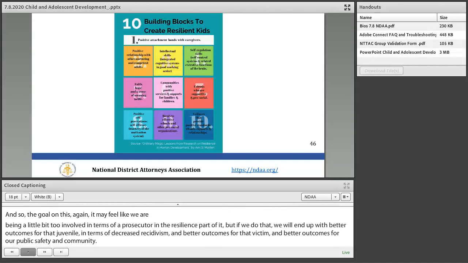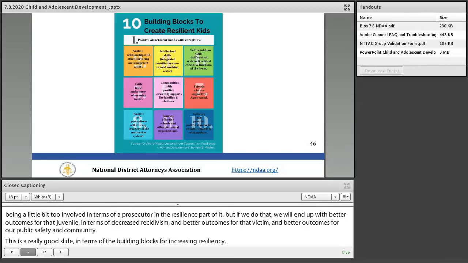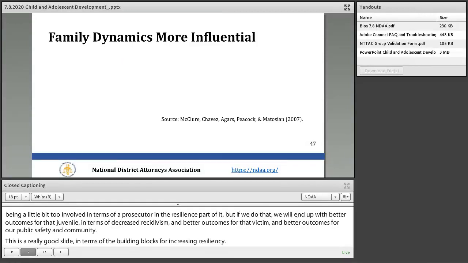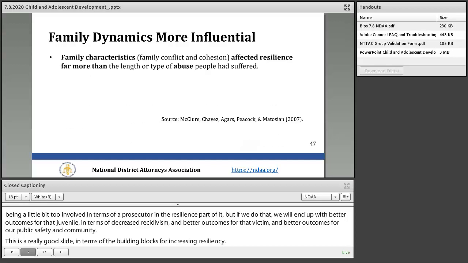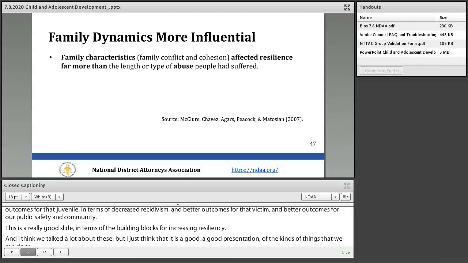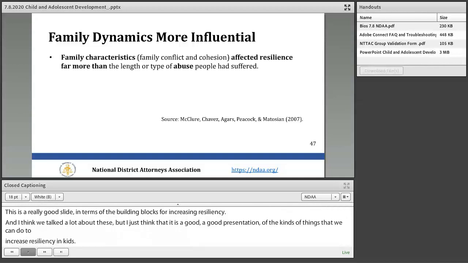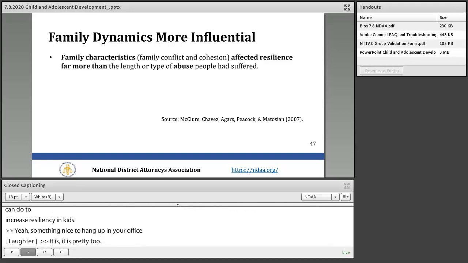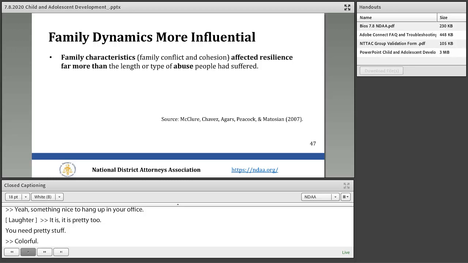This is a really good slide in terms of the building blocks for increasing resiliency. And I think we've talked about a lot of these, but I think it's a good presentation of the kinds of things that we can do to increase resiliency in kids. Yeah, it's something nice to hang up in your office. It is. It's pretty, too. Colorful. And it's just really concrete things that you can do.